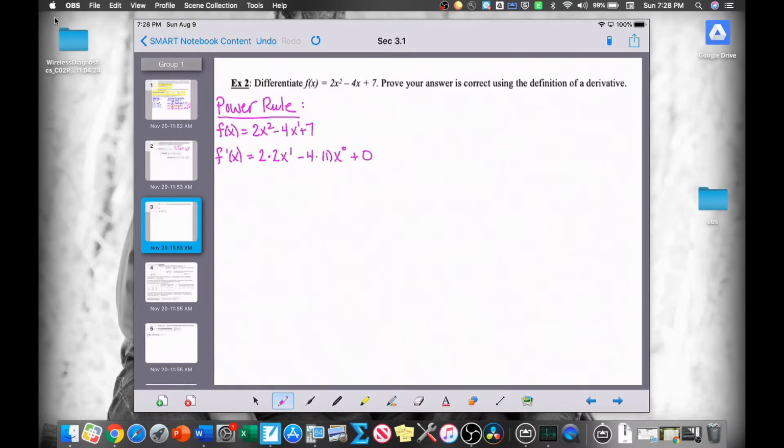Now, the steps that I've shown here are actually more work than you'll typically show on your paper. You're going to get so fast at this that you're just going to be doing it in your head immediately. So f prime of x is going to be equal to 4x minus 4, right? Because the derivative of negative 4x is negative 4. We talked about that earlier on in the notes.